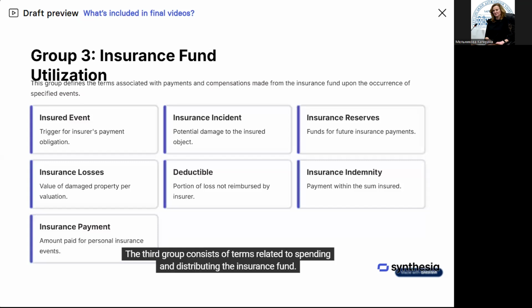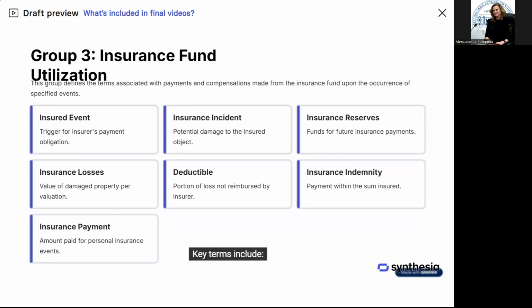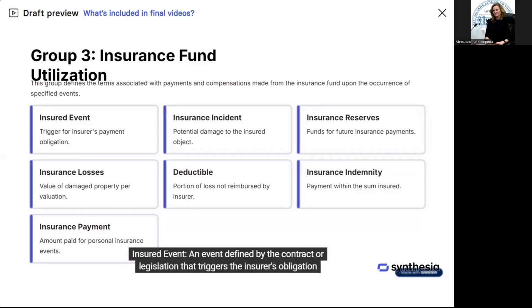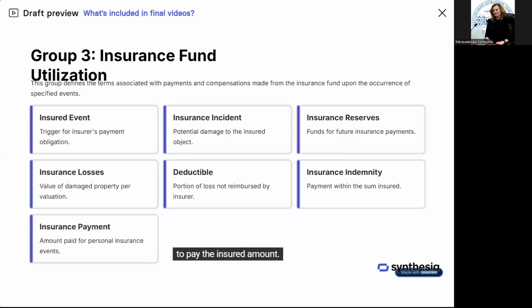The third group consists of terms related to spending and distributing the insurance fund. The insurer is legally responsible for these expenditures, which are intended for payments of insured amounts and indemnities. Key terms include insured event, an event defined by the contract or legislation that triggers the insurer's obligation to pay the insured amount. Insurance incident, a potential loss that may occur to the insured object.